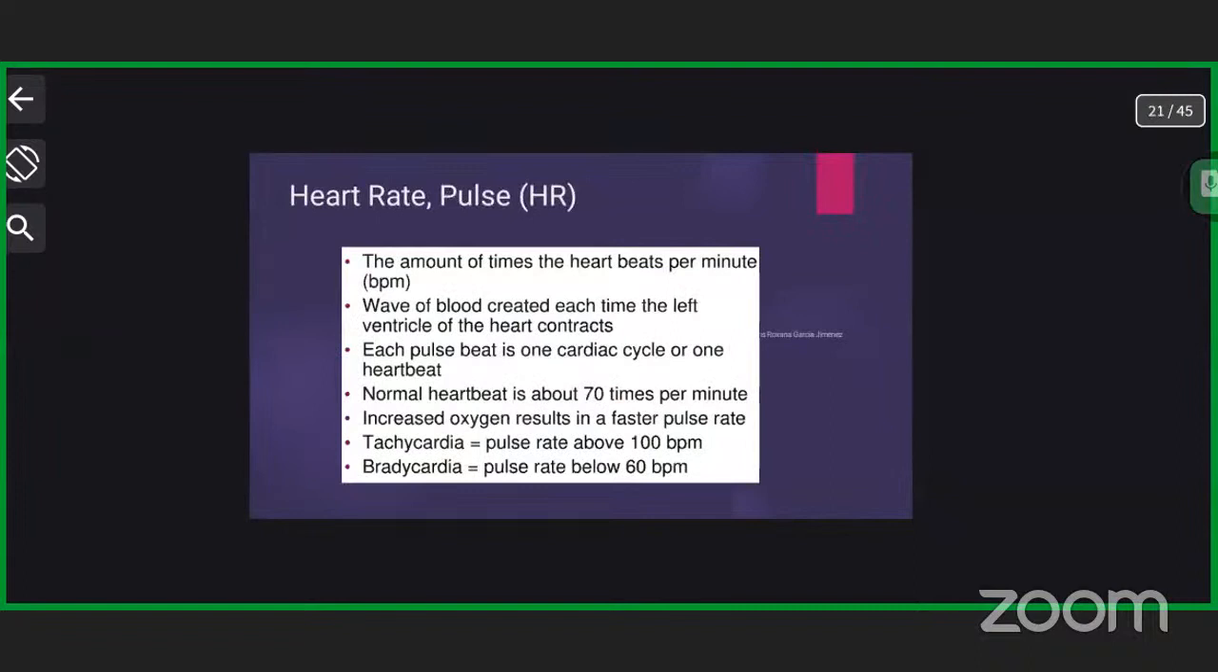let's consider the heart rate, the pulse. We have HR as an abbreviation or just P. I forgot to add it. I'm going to correct it before sending it to you.